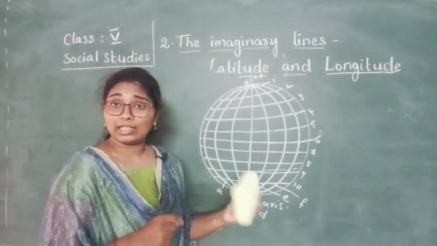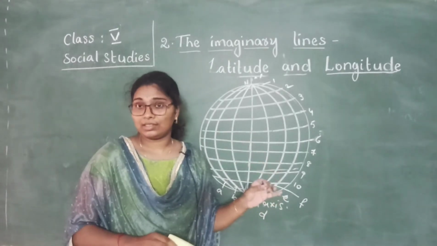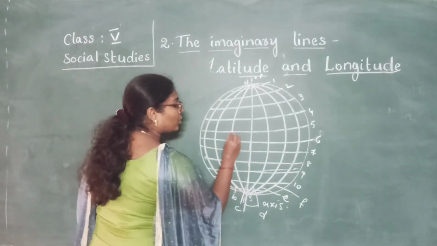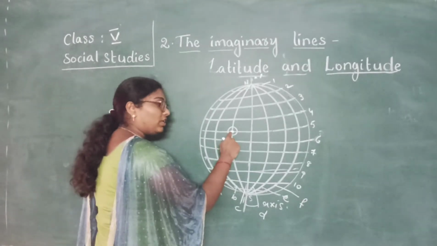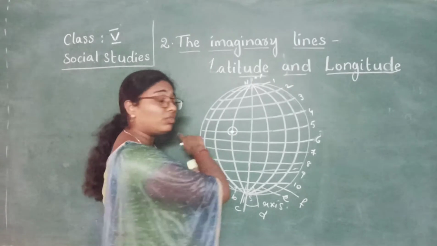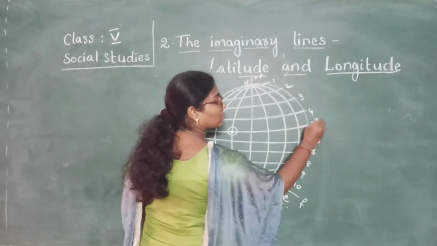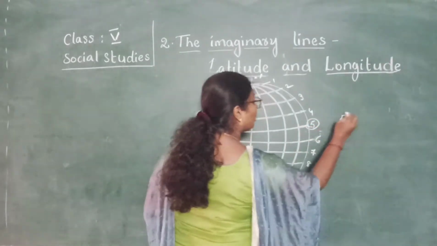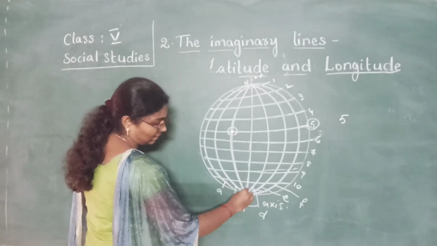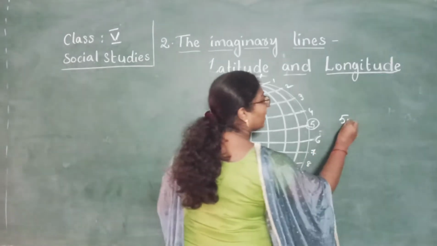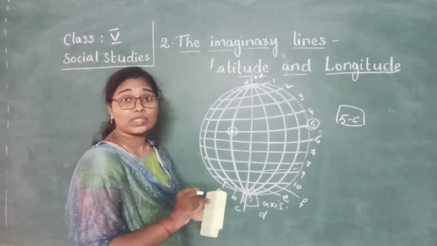Right, as we have discussed earlier, these latitudes and longitudes are useful to find places. So let us say you want to reach this place, right? If you want to find this one, you have to find the latitude and longitude. So run through the line like this. What is this? 5. And run through the vertical line. What is this line? C. Right. So the address of this point is 5C.